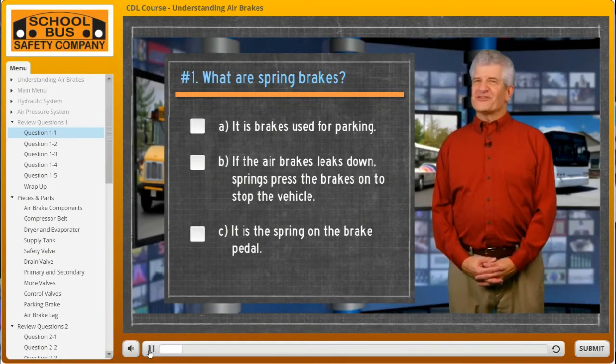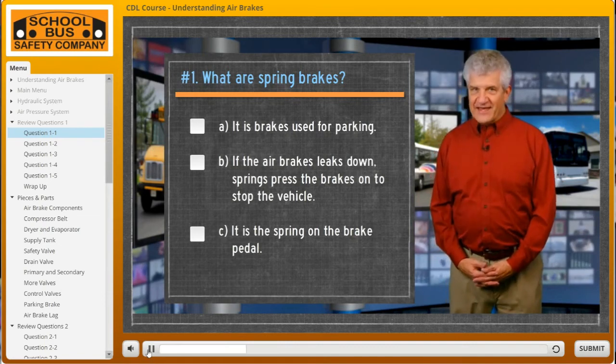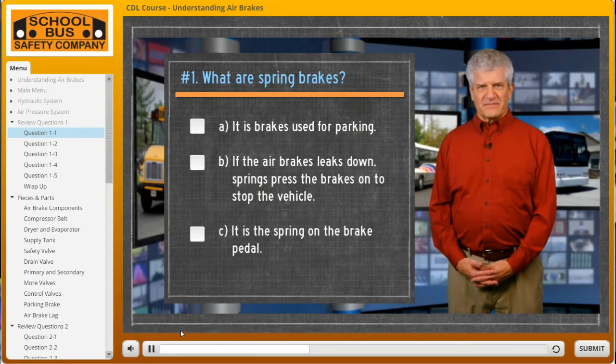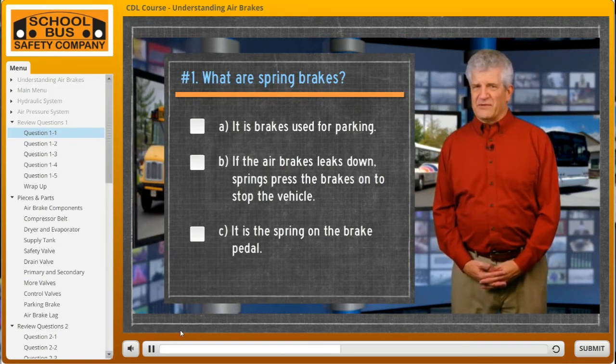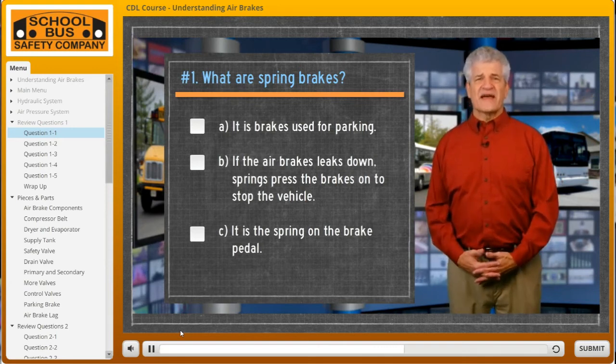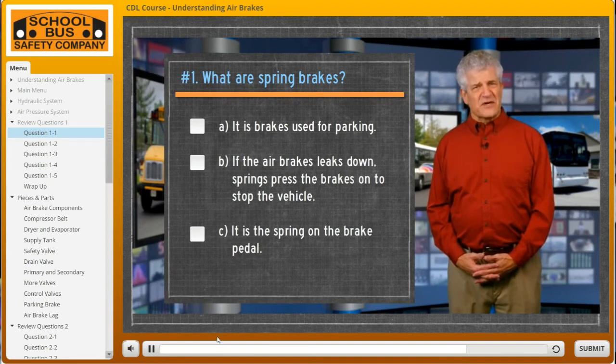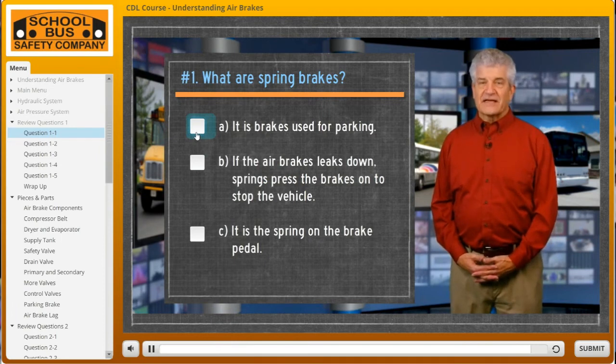But first, here's a few review questions taken right from the actual CDL exam. Here's your first question. What are spring brakes? Are they A, the brakes used for parking, B, wow, I'm not even sure what that means, or C, the spring on the brake pedal? I should mention that sometimes the proofreader for these questions must have been asleep. Anyway, choose an answer and click Submit.